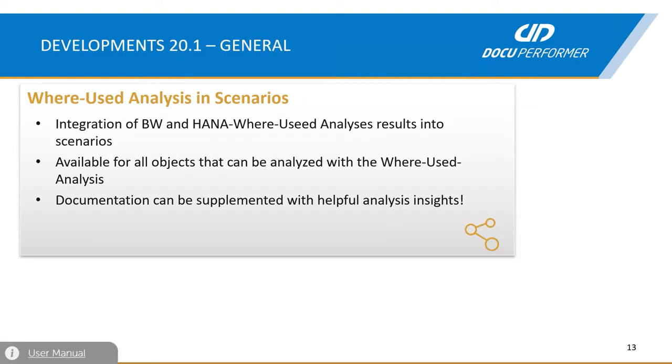All right, what else changed? We added the where-used analysis in scenarios. This is the first time that we are combining analysis results with our documentation approach. This means for single objects in your scenarios, you can define a where-used analysis, which results then show up in the document itself. This gets your documentation approach even a step further. You're not only listing the technical details to the objects, but you're also listing the dependencies to other objects. And this always in the real-time approach whenever you are creating the documentation.